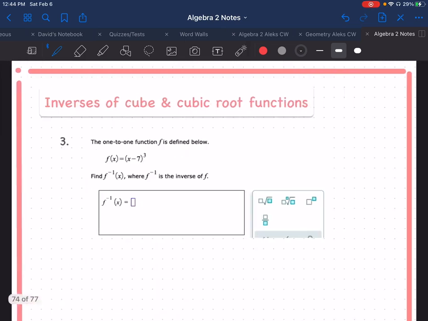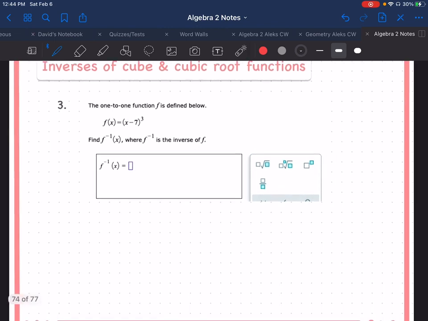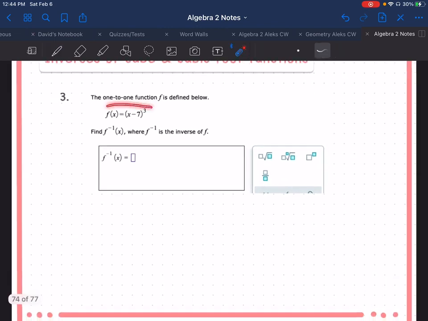All right. Then you're going to see how to do the inverse of cube and cubic root functions. So this is a one-to-one function. F is defined below by this cube function, and they want you to find the inverse f^-1 of x.